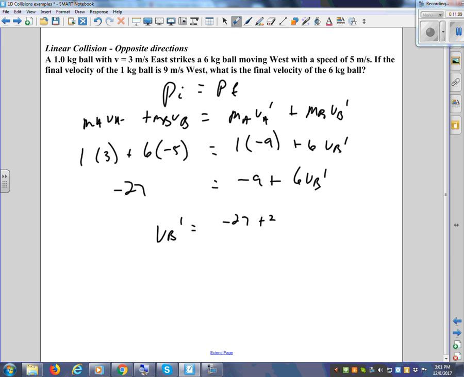Minus 27 plus 9 divided by 6, right? So that's minus 18. So is it minus 3? Is it always going to be nice integers like that?